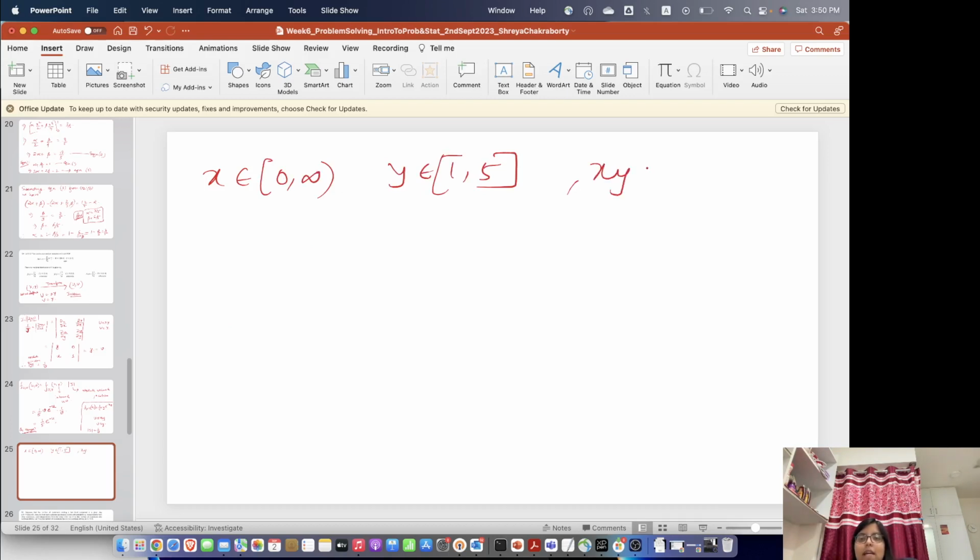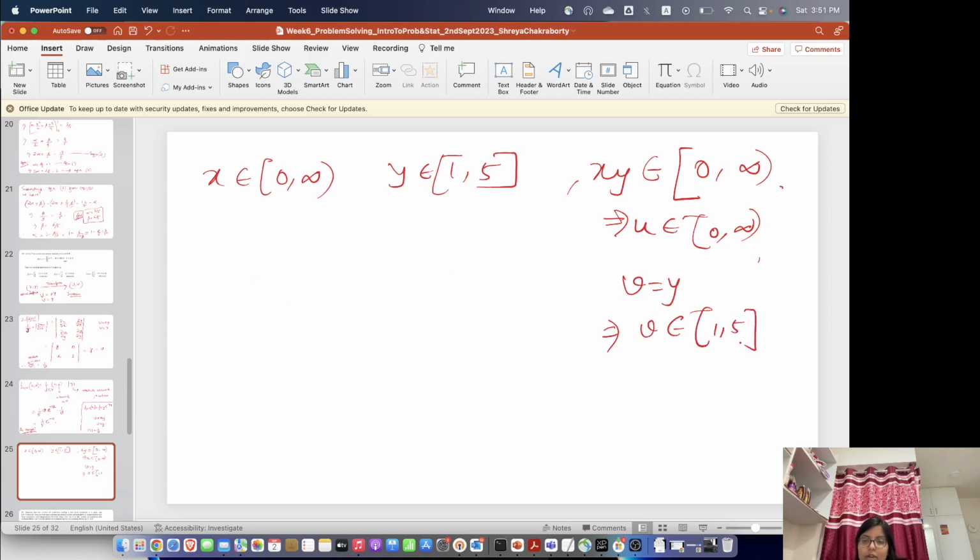So then xy can belong to 0 to infinity. Whatever you multiply, it can take on value 0. If x is 0, xy, whatever be y, it will be 0. And if x is infinity, whatever be y, that will also be infinity. So which implies u can range from 0 to infinity. And v equal to y, which implies v belongs to closed 1 comma 5.